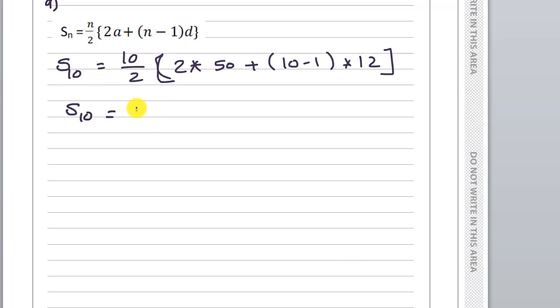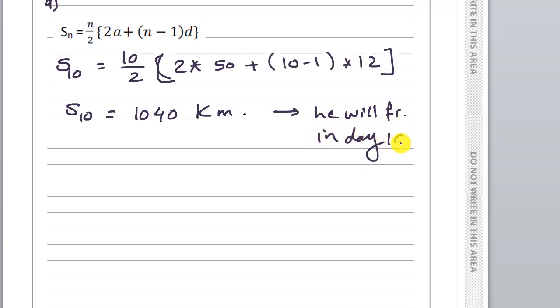So 1040 kilometers. So he will finish on day 10, because this one is bigger than 1000. Now, he needs the value on day 10. So we need S9, the value that he has cycled by day 9.